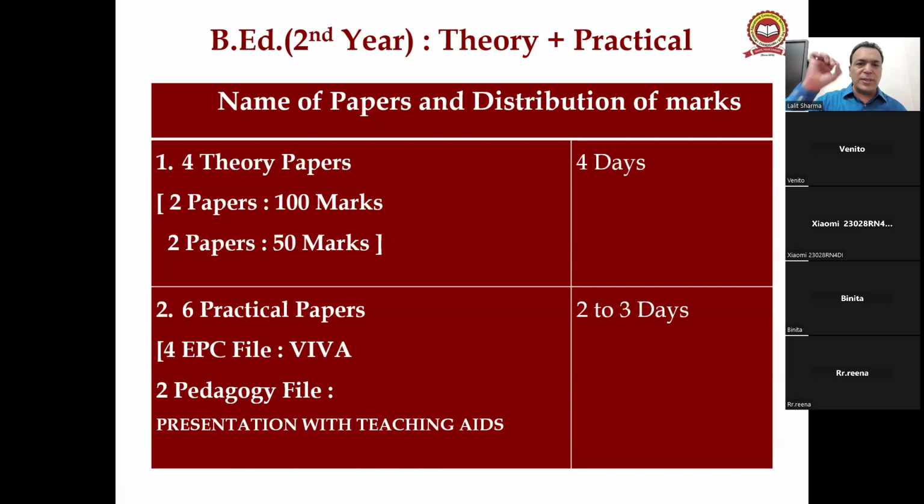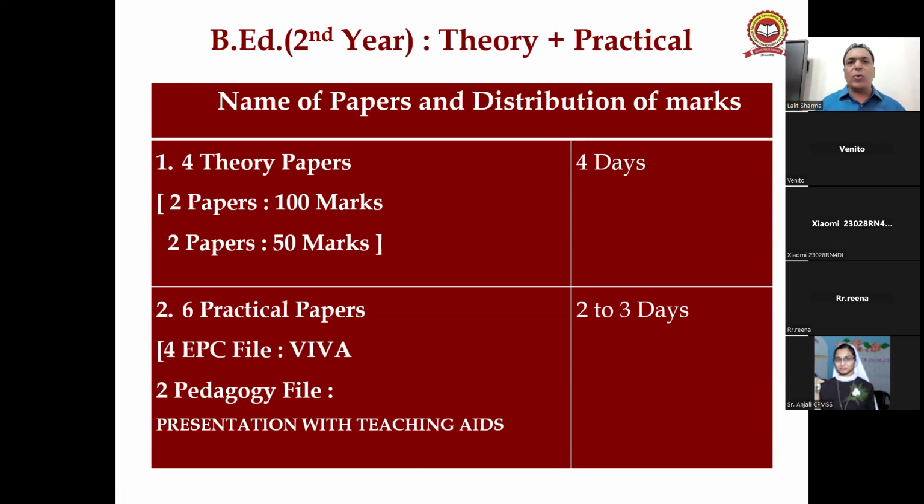Now we talk about the first, theoretical papers, because the theory exam would come first. So there are 4 papers. 2 papers are of 100 marks, right? And in the first year, you have already given how many papers? 7 papers, right? Please mute yourself, all of you. You don't have to speak. Later on, we will discuss, right? Please mute all of you. So in the first year, you have given the 7 papers, right?